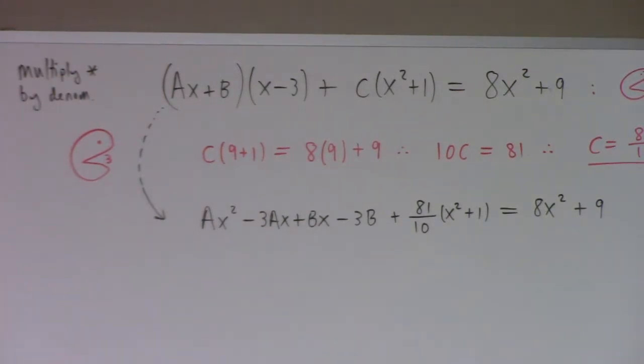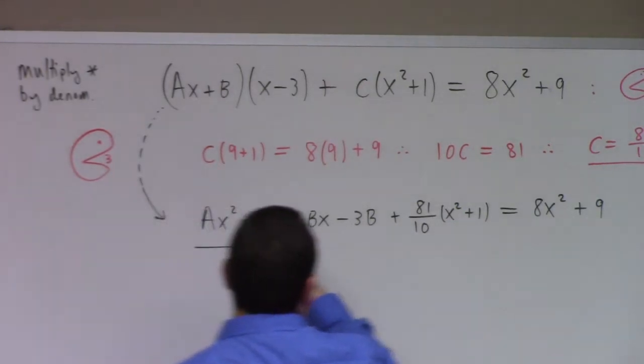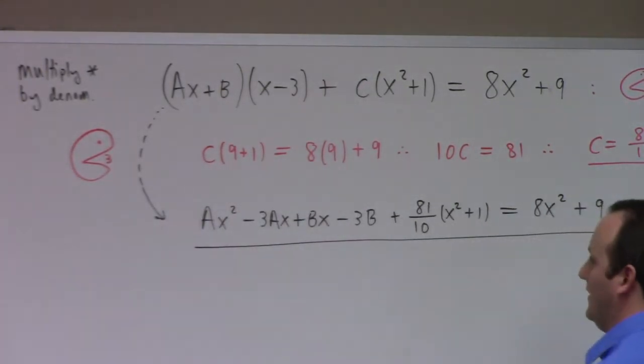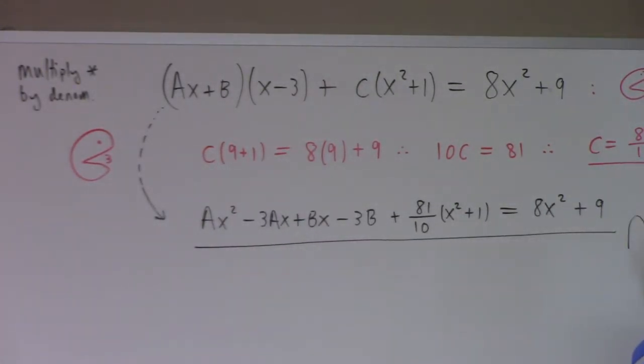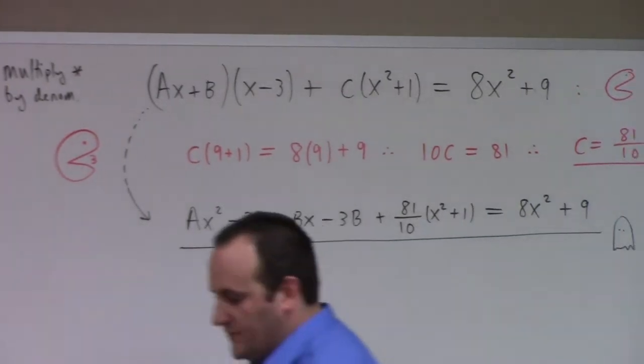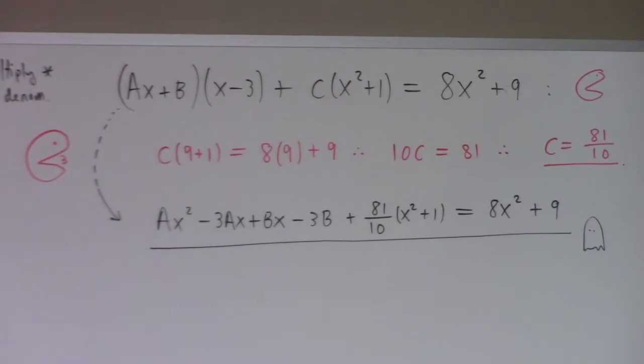So at this point, I need to label this thing. I'll call it ghost. So ghost is a polynomial on both sides, right? So I can equate coefficients. So we can look at the coefficient of x squared. We can look at the coefficient of x. We could look at the constant term. What do you guys want to do?